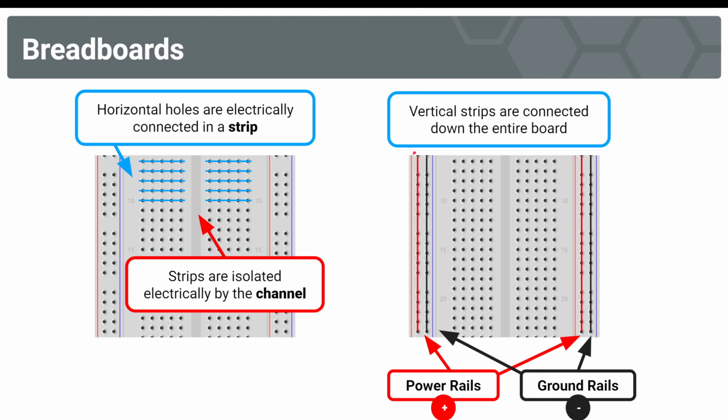We have vertical strips that are connected down the entire board. These vertical strips are called our power and ground rails. When you have a voltage source, what is common is for you to put the positive terminal of the voltage source on the power rail and the negative terminal on the ground rail. And then using jumper wires, you would connect these holes to whichever horizontal strips you're using on your breadboard. So these are the basics of breadboards. You'll see them described a little bit more in Project 1.